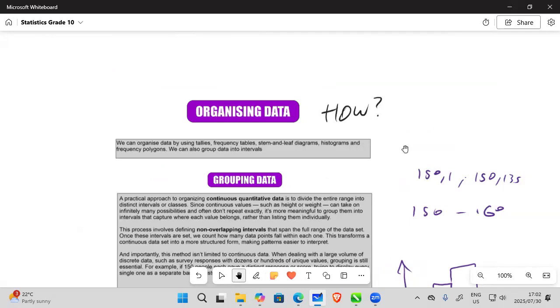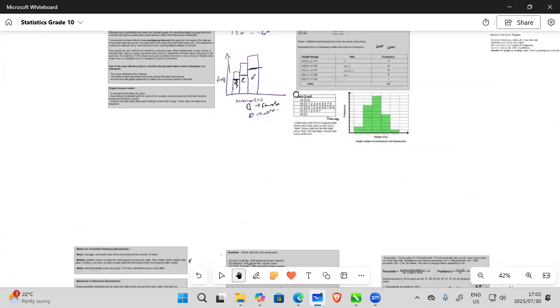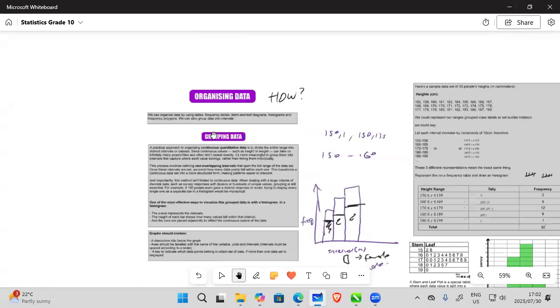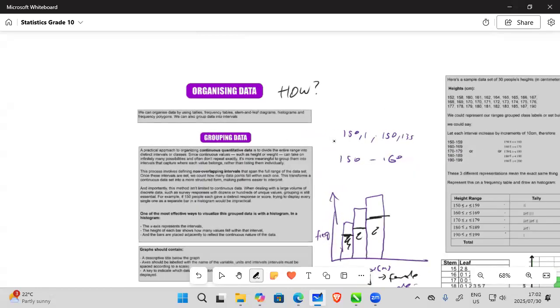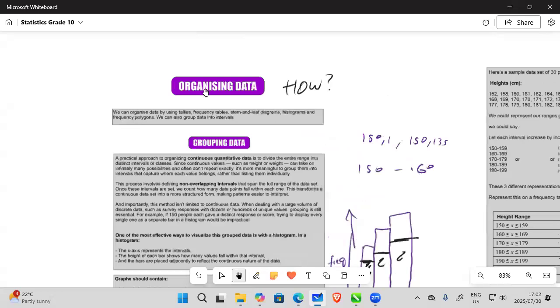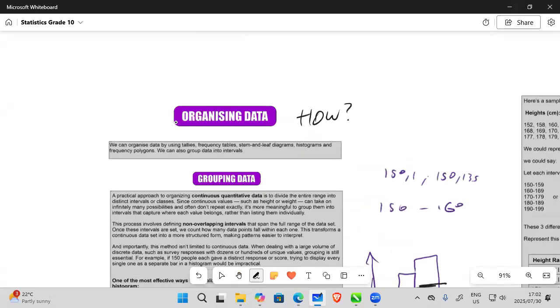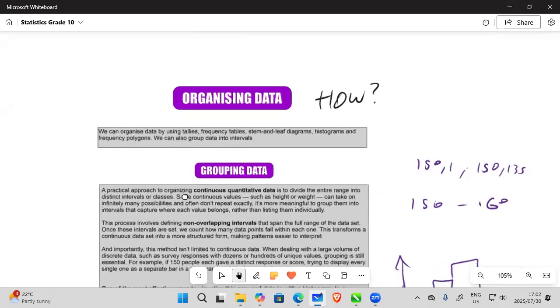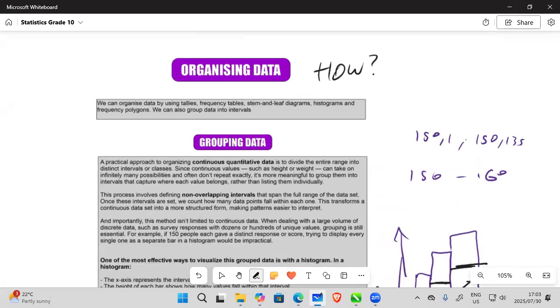How do we organize data, and then how do we summarize it? And how do we represent it? That's basically what we're going to learn. Now, again, we said the organization of data comes from where? Frequency distributions. So there are three things: frequency distributions, measures of central tendencies, and measures of dispersion. Frequency distributions help us organize data. Now we're going to learn how we do that. You can organize data using tallies, frequency tables, stem and leaf diagrams, histograms, and frequency polygons, right?